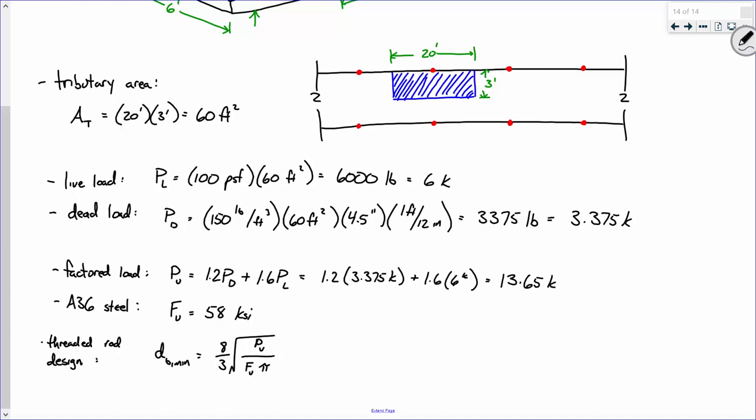Now again, I did not just make up that equation off the top of my head. That's just taking π/4 d² as our nominal capacity and just solving for d. That's it. So plug and chug. What's Pu? And notice how I've got that in kips, because the Fu that I'm using is 58 ksi. So plug and chug and tell me what that gives you.